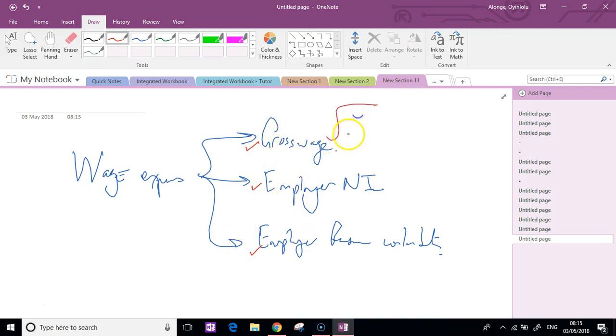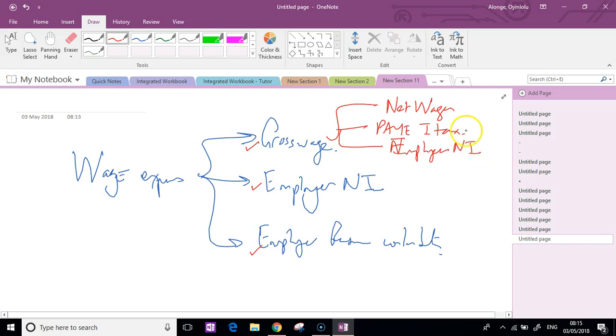Now, the gross wage is typically made up of three items, though there might be more. Your net wages, that's what you're going to get. Your PAYE, that's your income tax, and your employee's national insurance. That makes sense, right? You have your gross wage, it gets taxed, NI gets taken off, and then you get your net wage. Sometimes you will have other deductions, like an employee pension contribution. But all of these four things add up to make up your gross wage, right?